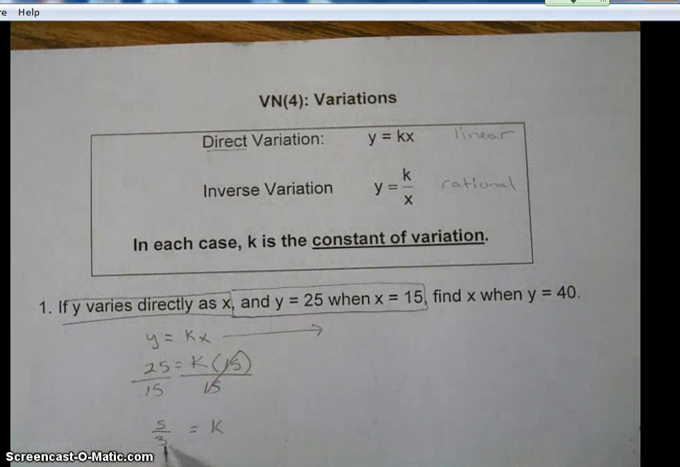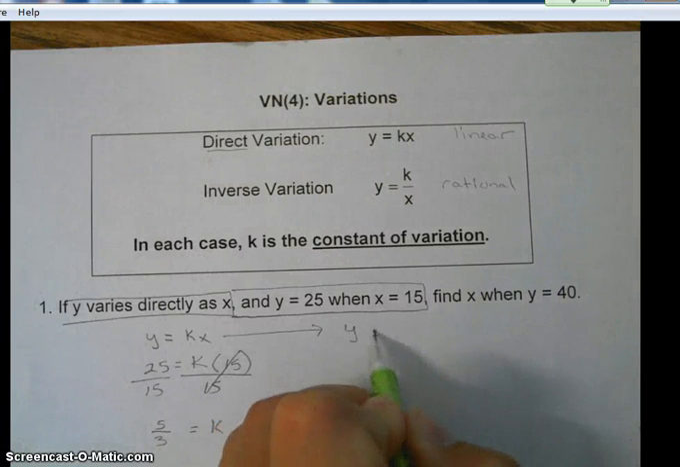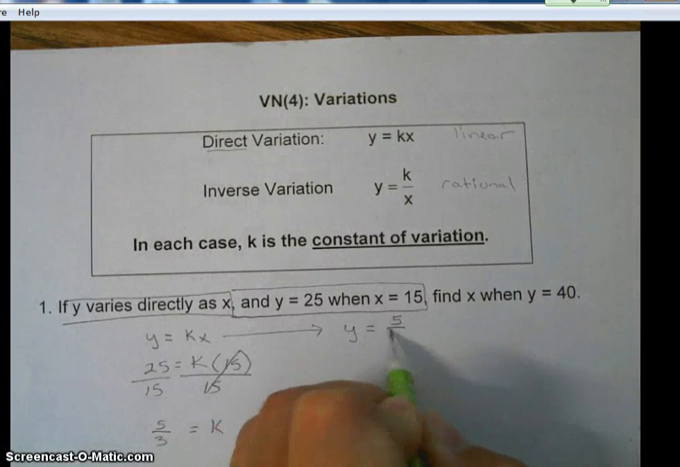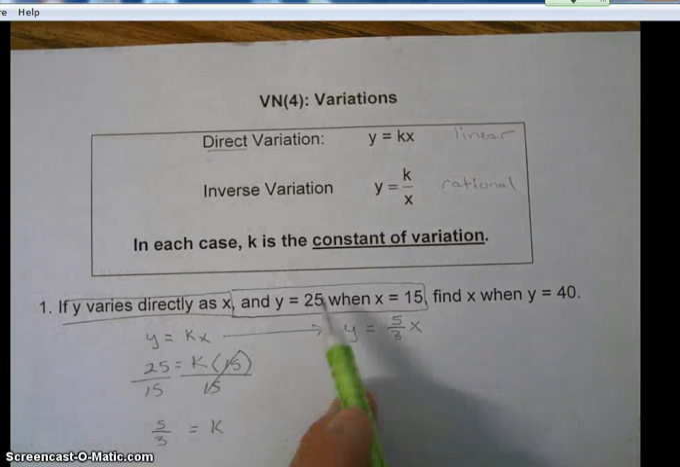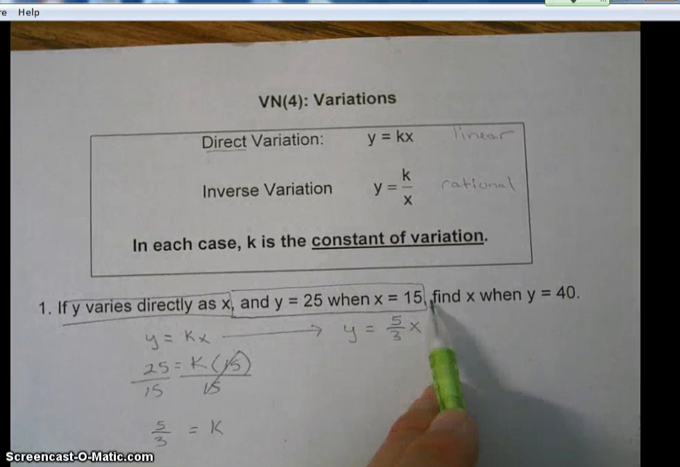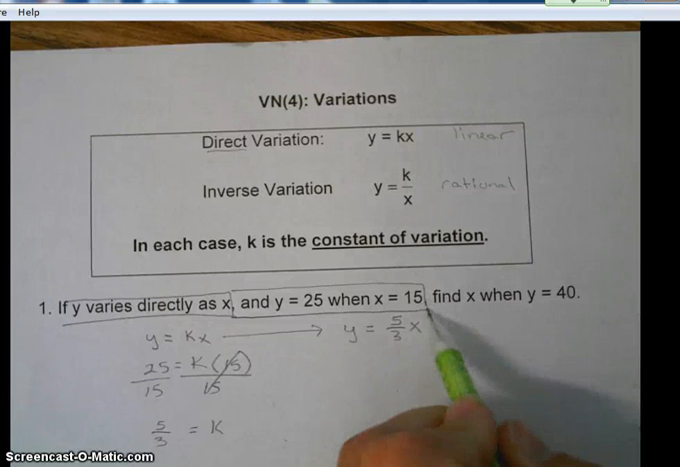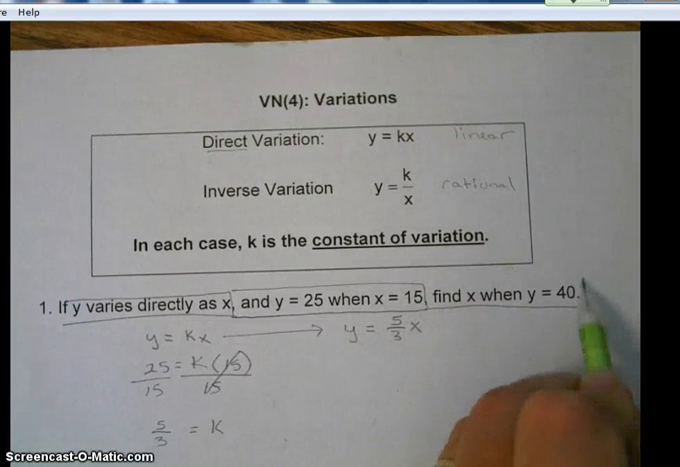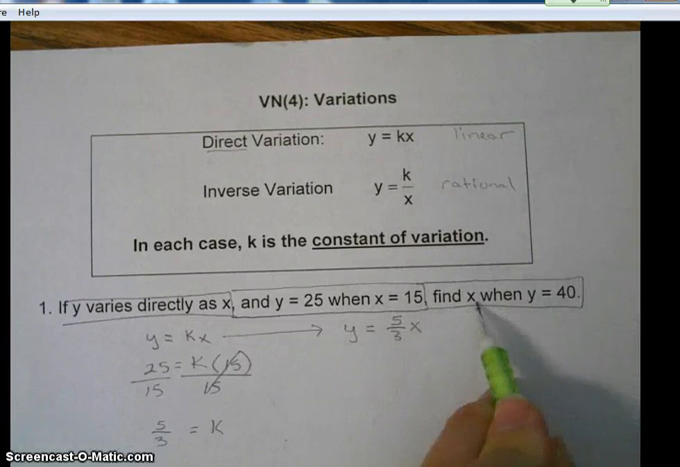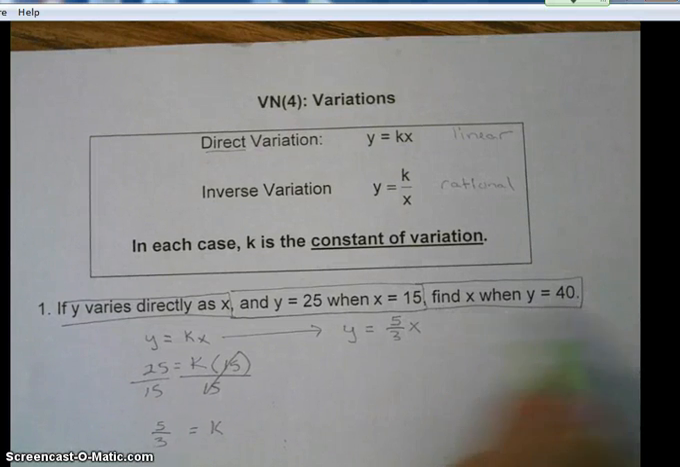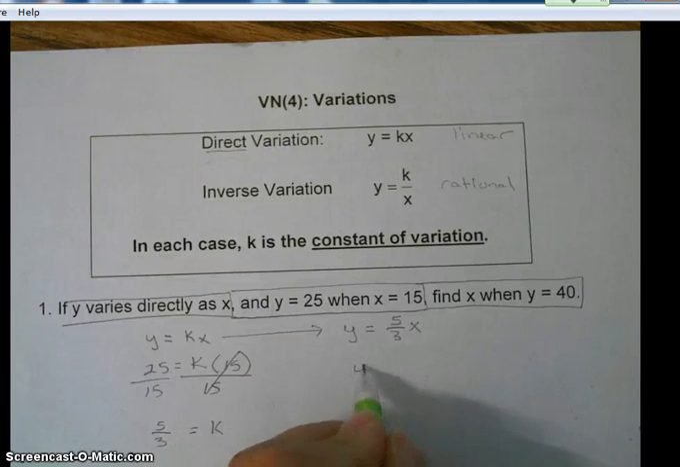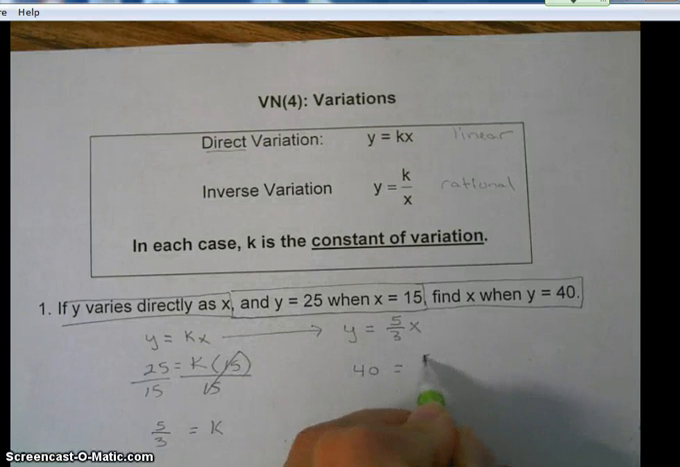All right, now that we found our constant of variation, we're going to rewrite this equation right here. We're going to plug in the slope. And there is our new equation. Okay, we found the constant of variation using the information they gave us. Now we have a problem to solve. It says find x when y equals 40. Okay, so we plug the number in, so 40 goes in for y, and we're trying to find x.